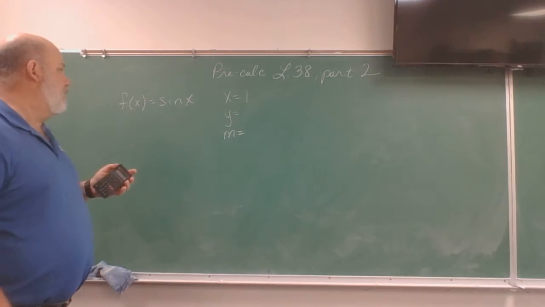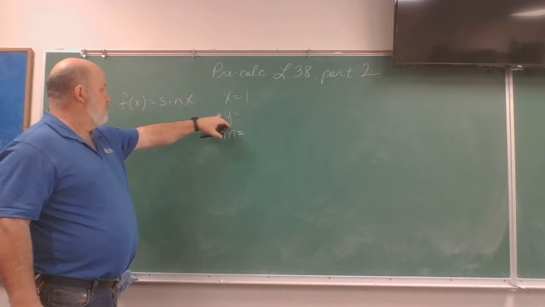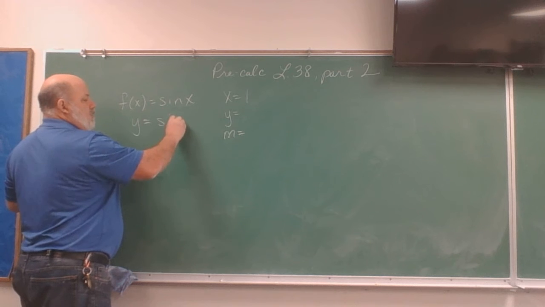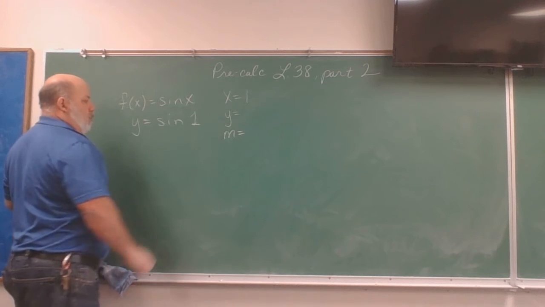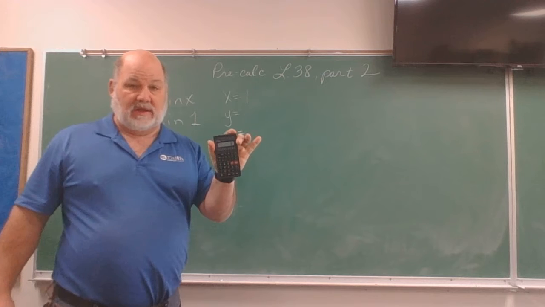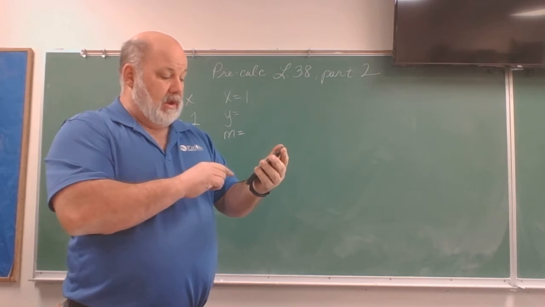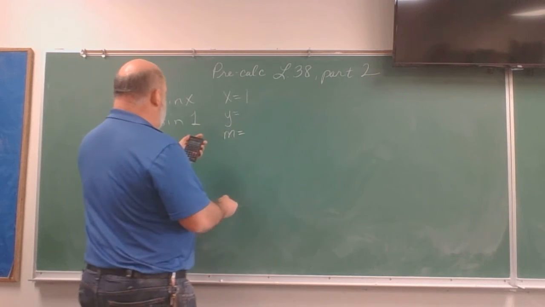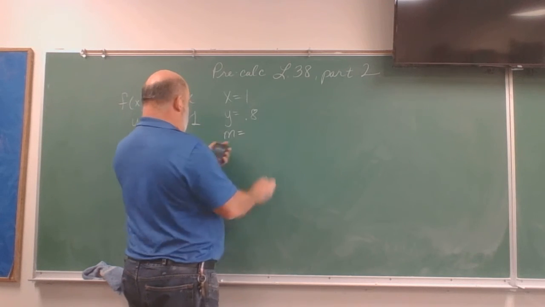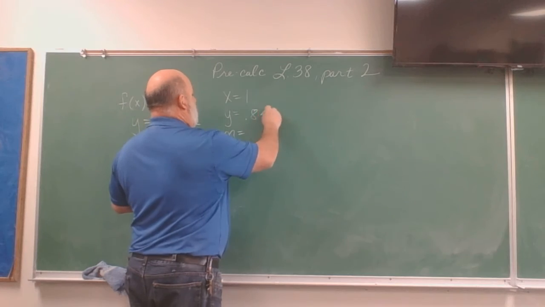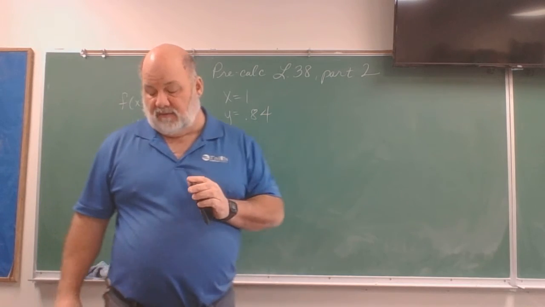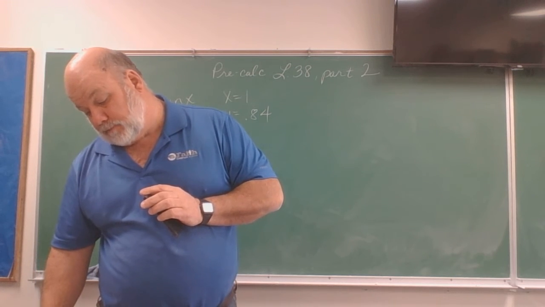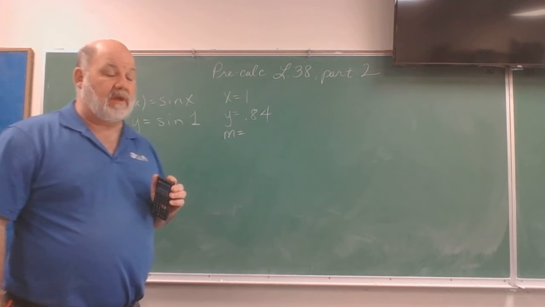So let's go find what y is. Well, we know that f of x is a fancy name for y. y will be the sine of 1 radian. So again, I'm in radians. I take the sine of 1, and I get that y is 0.84147. For today, we're just going to use 0.84. Does the book use 0.84 or 0.841? They do, it's just 0.84, so that's fine.